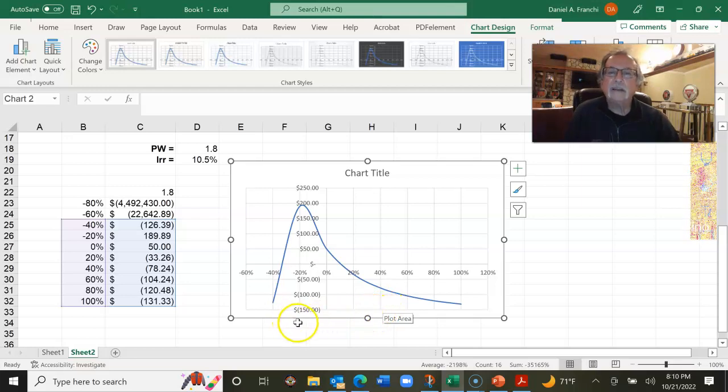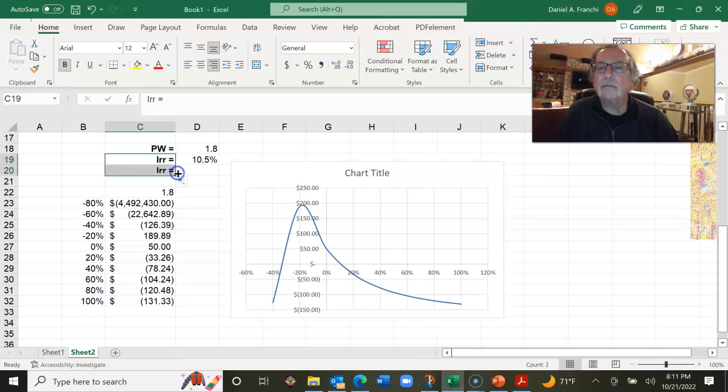And what we have is a graph that looks like this. It crosses at around negative 30%, 35%, peaks out, and then crosses again at the 1.8%. I'm sorry, the 10.5%. So the interpretation of this is that the first crossing can be ignored. It's in the negative value range. This is the relevant range, and the 10.5% is a reliable internal rate of return.